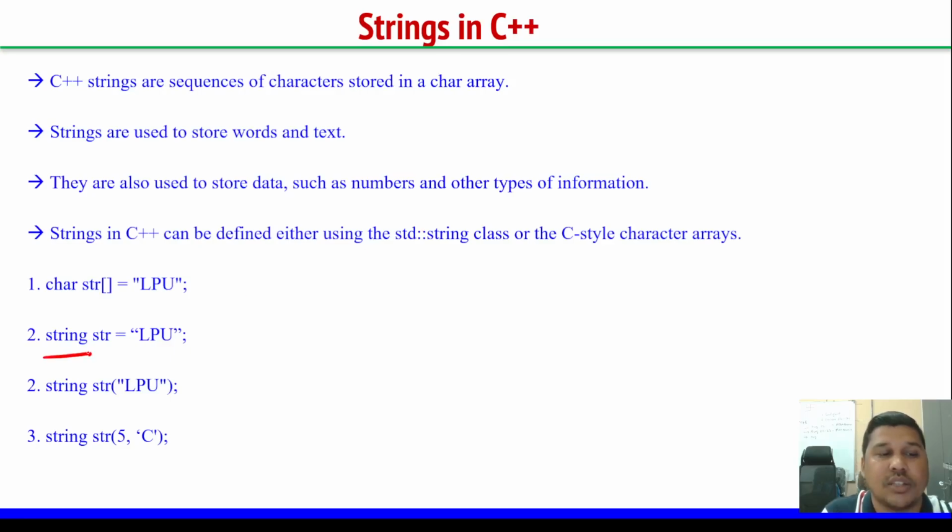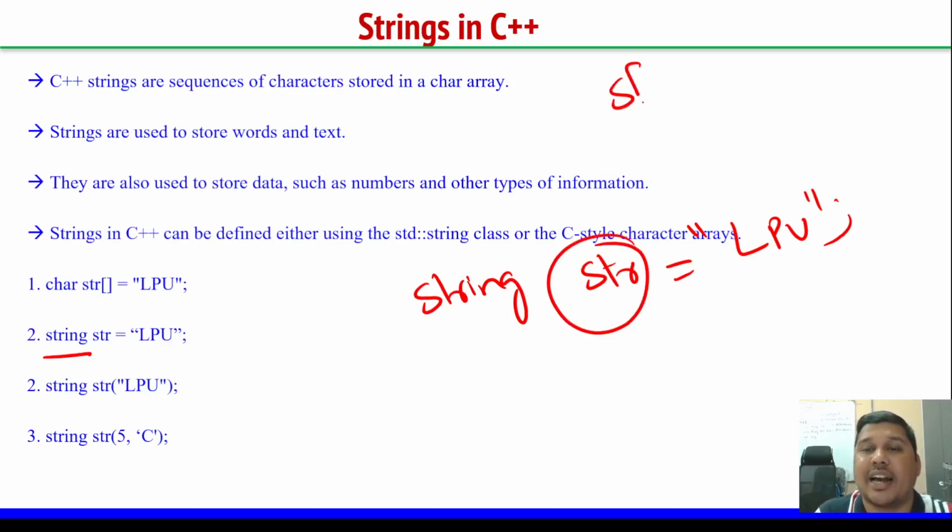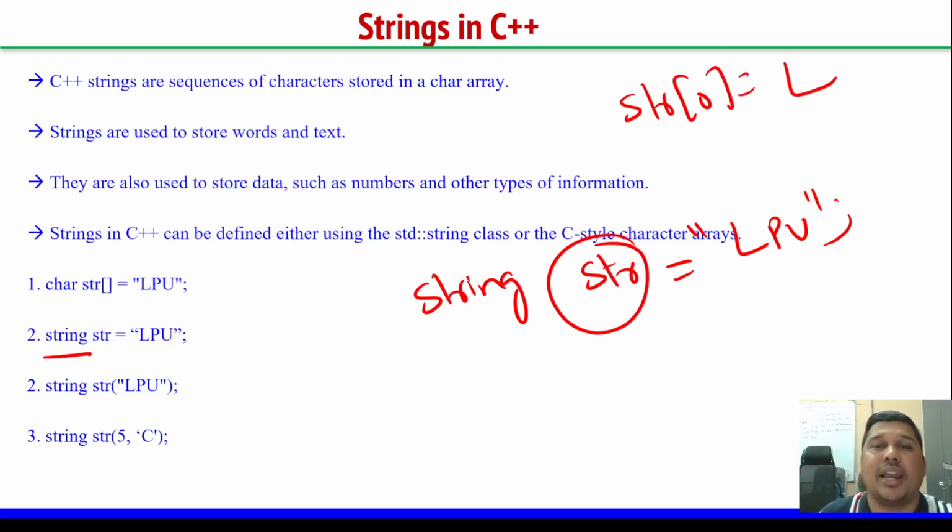So how to give this? It is string str, and you can write it LPU. You can give it like this, string str equal to LPU. This way you can declare. So this str becomes an array. If you print str of 0, it gives you L. There is no change in that. How it is stored is the same, but how you declare has changed.